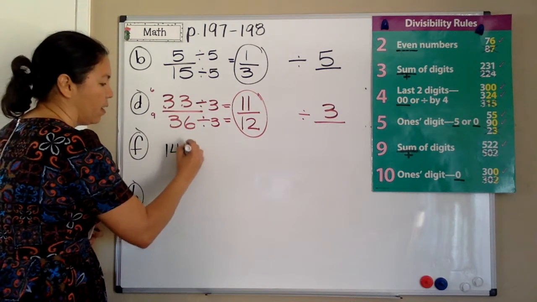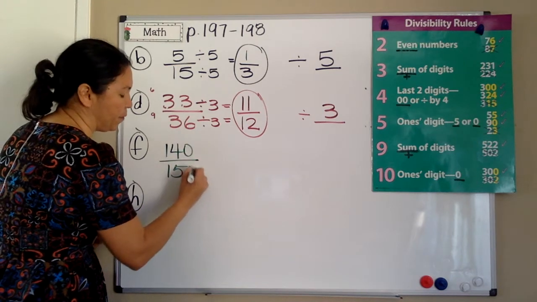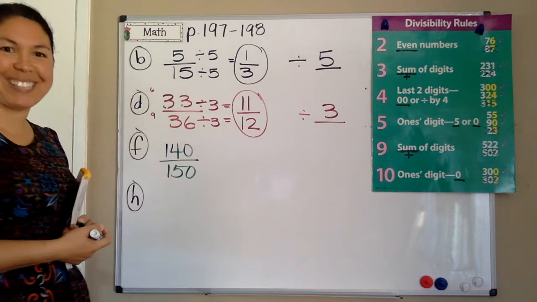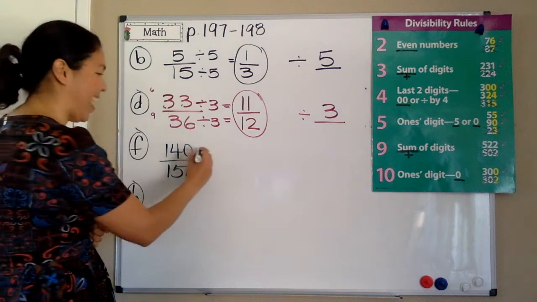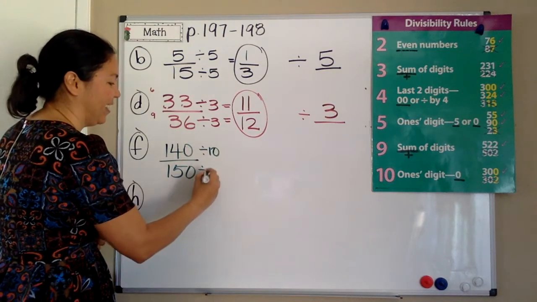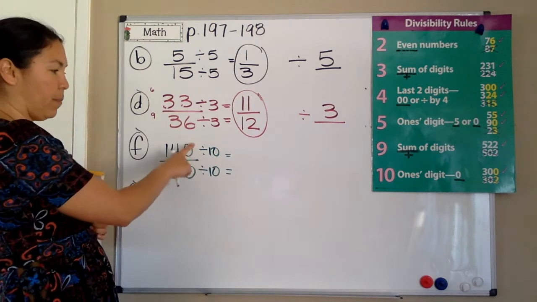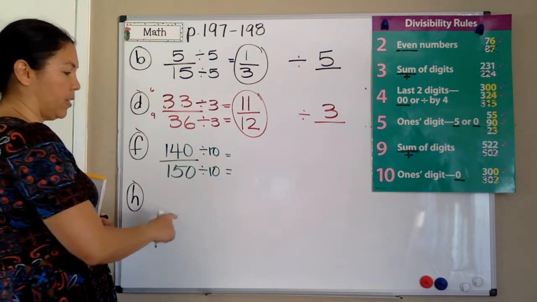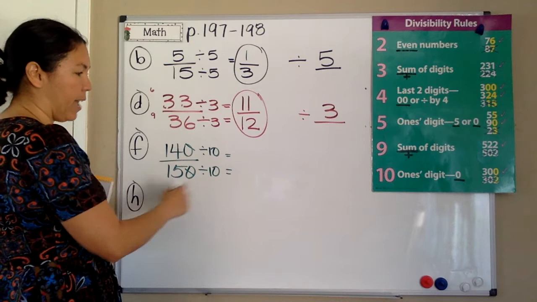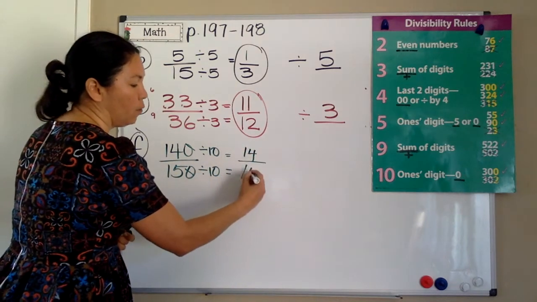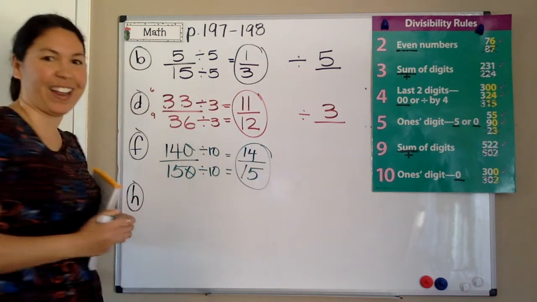All right, so letter F is 140 over 150. Ooh, does anyone see something there? That's right, divide by 10, divide by 10. Okay, so whenever we divide by 10, cross out the zeros, and whatever's left is going to be our fraction. 14 over 15 is our answer.